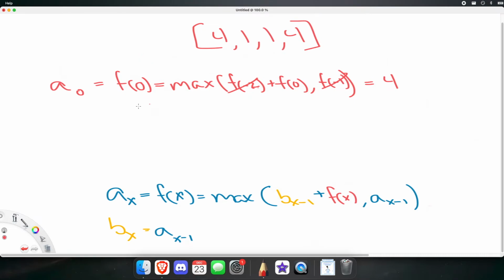So now let's do two numbers. Let's say a of 1 is equal to f of 1 plus max of, now f of 1 minus 2, and here is where we would put that b of 0, but remember b of 0 doesn't exist. And that makes sense because b of 0 would have represented f of negative 1, and that does not exist.